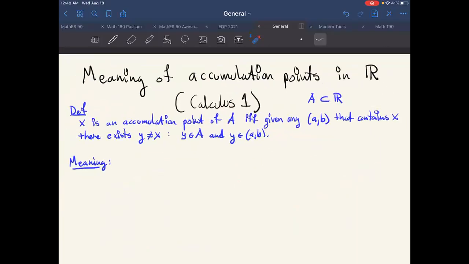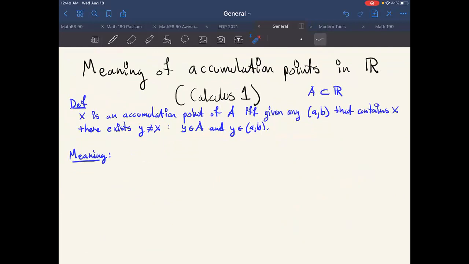All right, welcome to the video that will explain the meaning of accumulation points in the real numbers. What is the meaning? Well, first I'm going to tell you the definition. You probably know the definition of accumulation points in the real numbers, with what we call the usual topology, right?